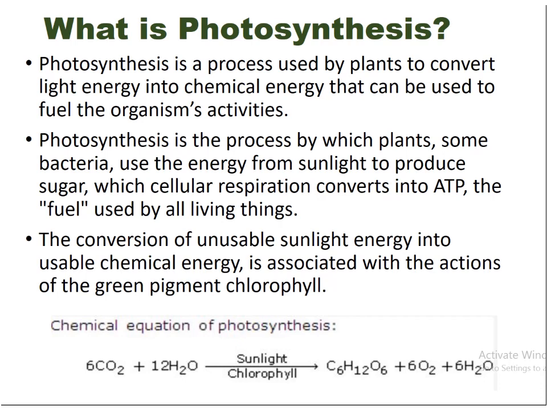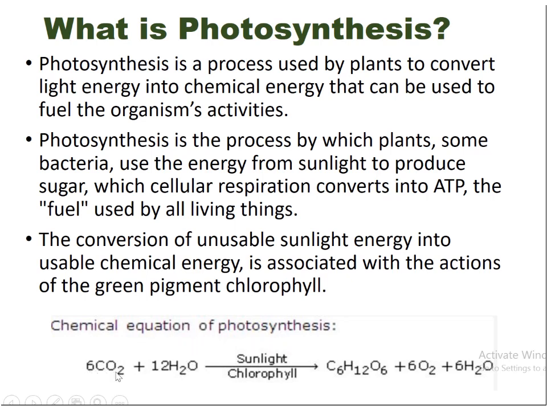Okay, so the conversion of unusable sunlight energy into usable chemical energy is associated with photosynthesis, and it is also supported by the green pigment chlorophyll. Okay, so here this is the chemical equation of photosynthesis.